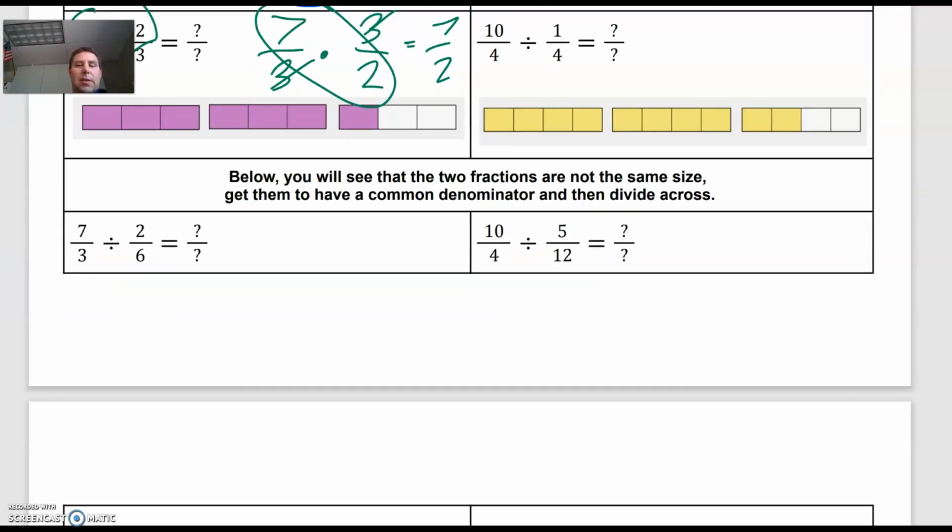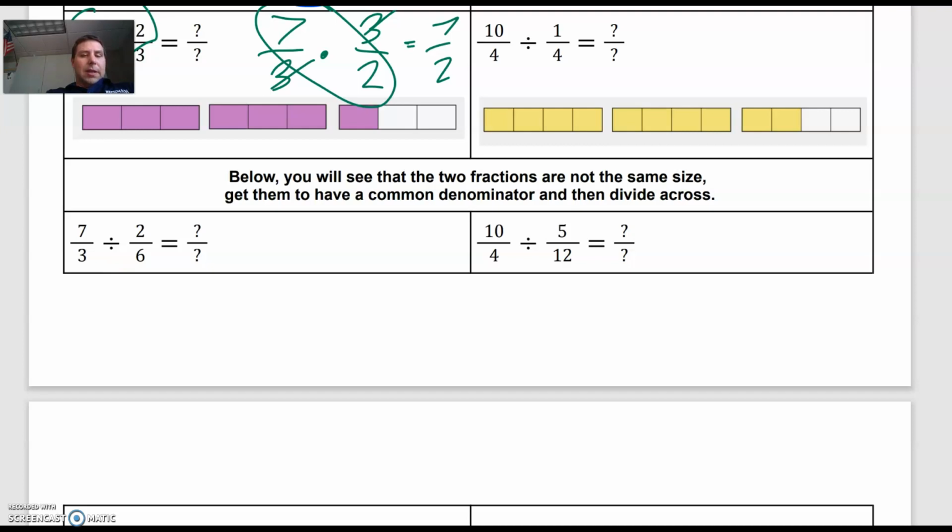So two ways. We can see division by getting common denominators. That's kind of what these instructions are telling you, that these fractions are not the same size. So what I could do is get them to be the same size, or in other words, get the denominators to be equal.